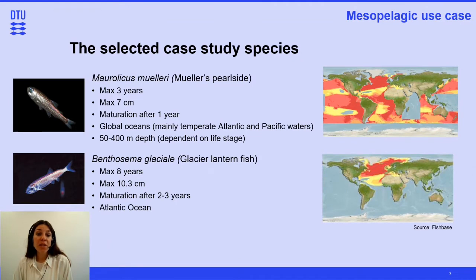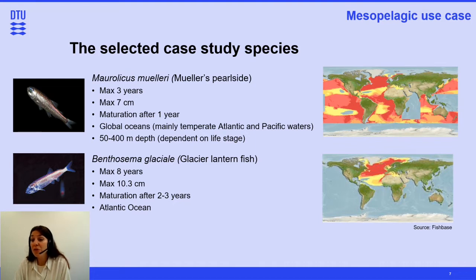The two main species of interest for potential exploitation in the North Atlantic region are Maurolycus muelleri, or the Muller's pearlside, and Benthosema glaciale, or the glacier lanternfish. Those are the two most abundant species in the region and are interesting target species due to their high fat content.